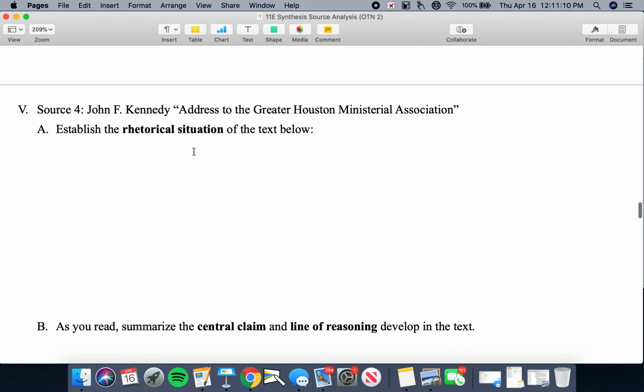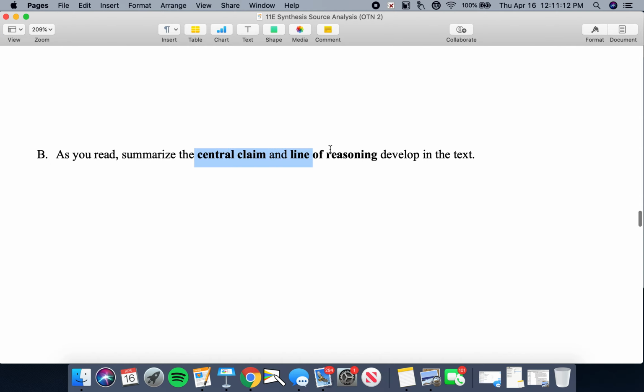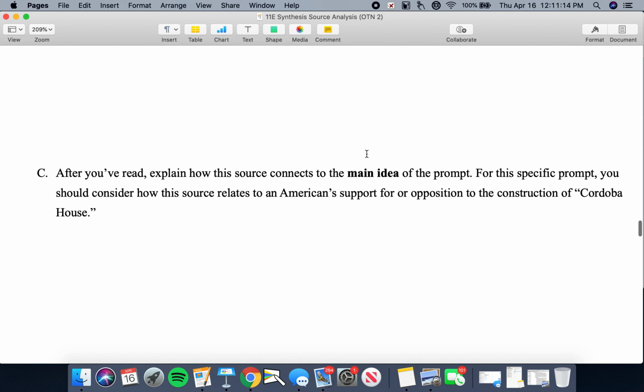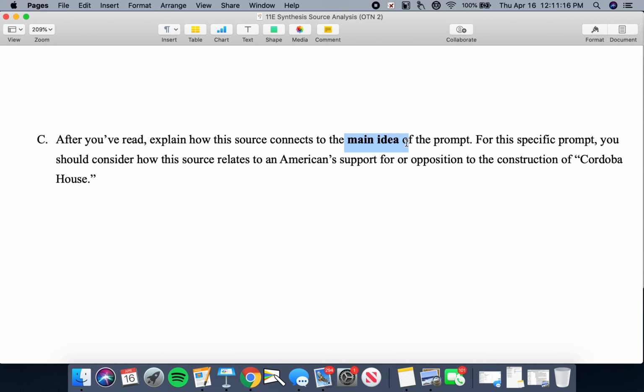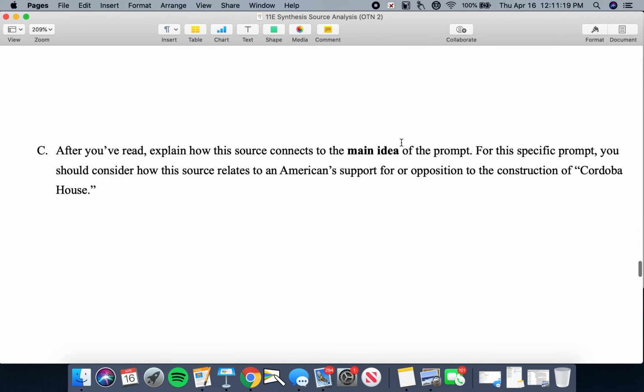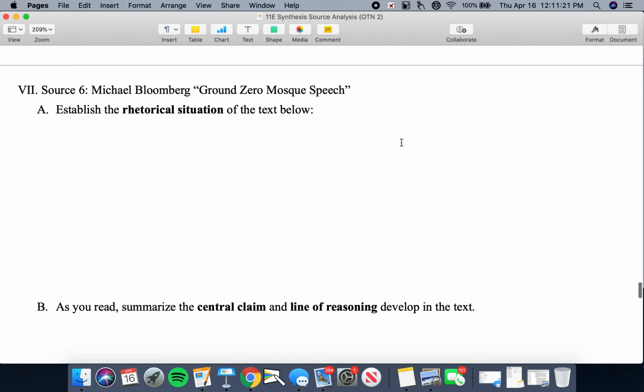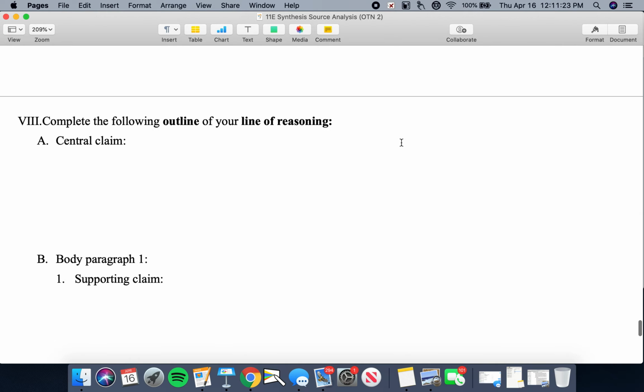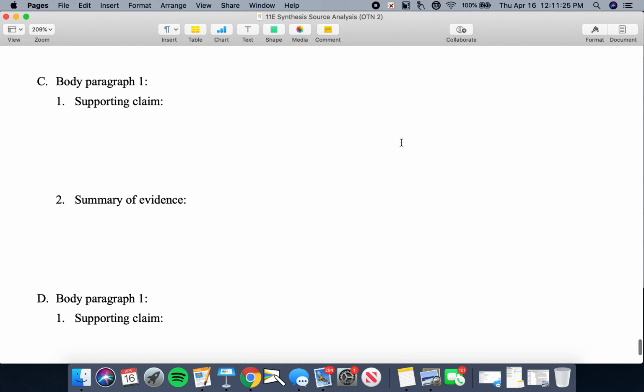Make sure that you're analyzing rhetorical situations, summarizing the central claim and line of reasoning, and considering the ways in which each source connects to the main idea of the prompt. Next week, we'll move through our outline of our possible responses to this prompt.